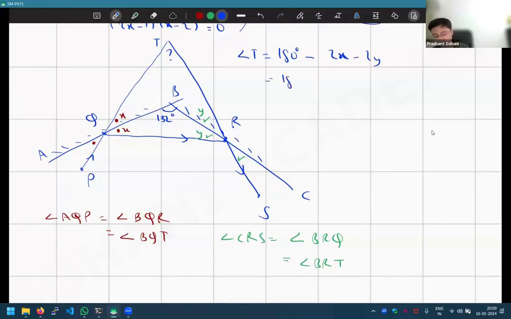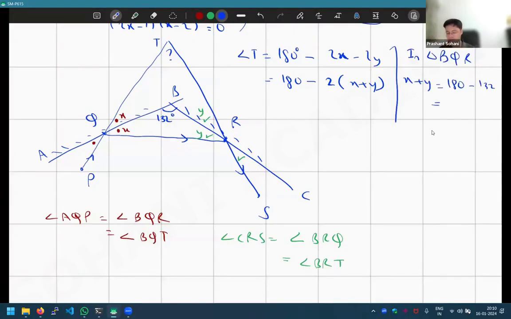And in this, if I take 2 common, it is 180 minus 2 times (x plus y). And do we know the value of x plus y? From the inner triangle, right? In triangle BQR, I can get x plus y is equal to 180 minus the third angle, 132, which is 48. So I know exactly how much x plus y is. So I can just substitute it here. So my angle T is 84 degrees.